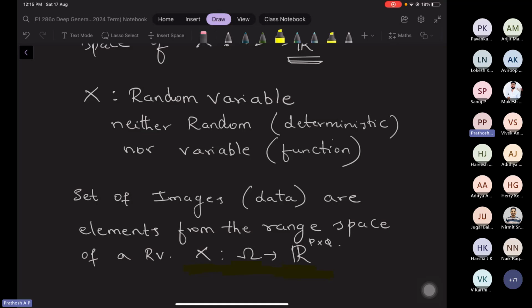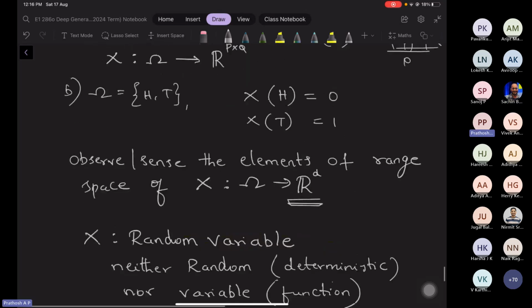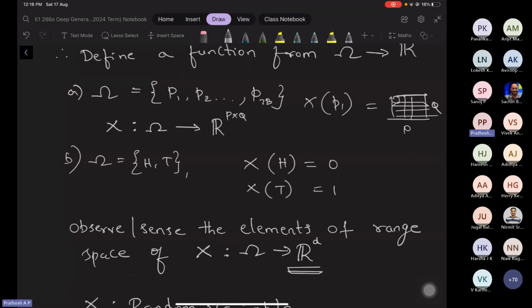Okay, Sachin. Hi sir, I did not understand this range space. What does this exactly mean? See, a function has a domain and a range, no? This is the domain for this function, and this will be the range space. Range is R^PQ. And in this particular example here, the domain is again this.